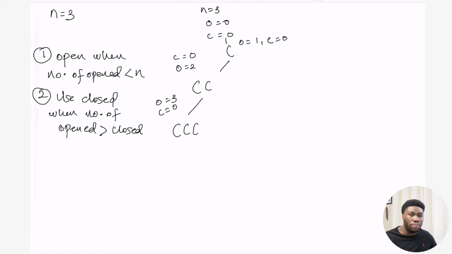Now that the number of opening that we have is equal to n, we can't open anymore. However, what we can do is close. The number of open that we currently have is greater than the number of closed that we currently have. 3 is greater than 0. So we can then close.